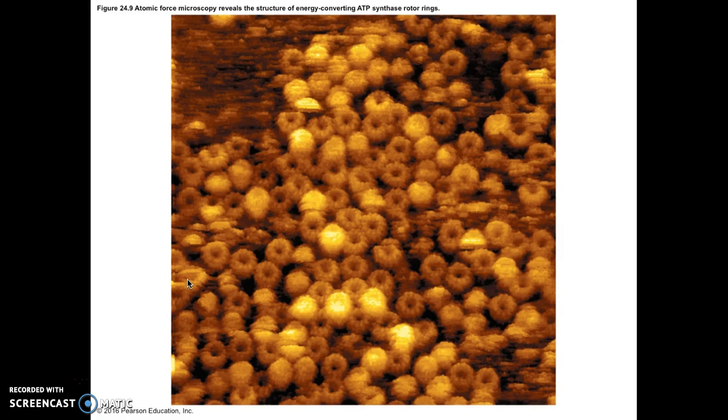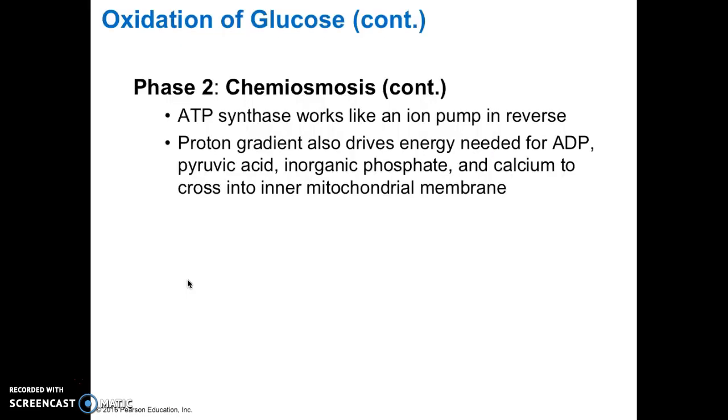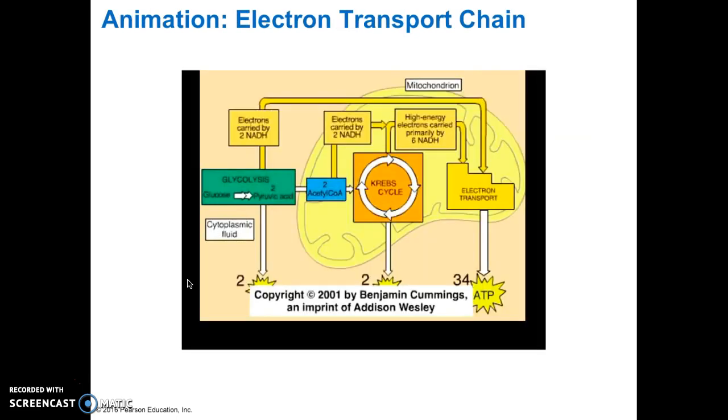This atomic force microscopy shows the structure of the ATP synthase molecules. The ATP synthase works like an ion pump in reverse. The proton gradient also drives energy needed for ADP, pyruvic acid, inorganic phosphate, and calcium to cross into the inner mitochondrial membrane. Here is a brief animation about the ETC.